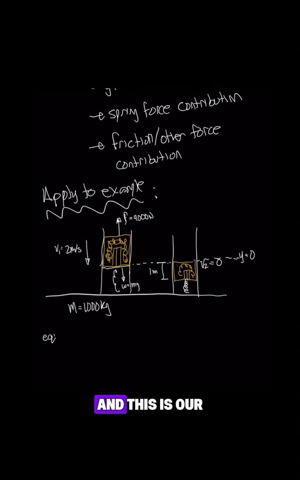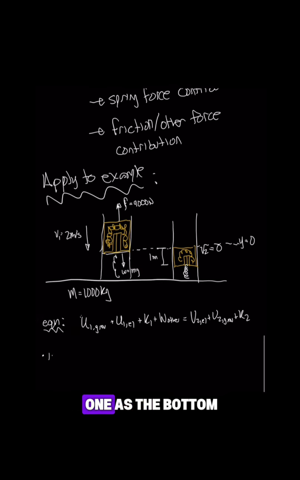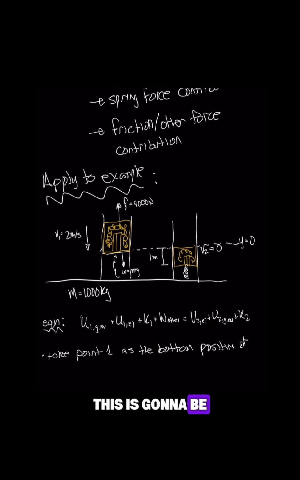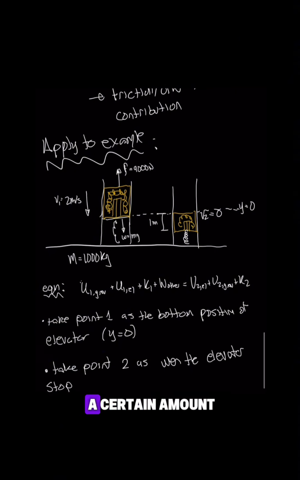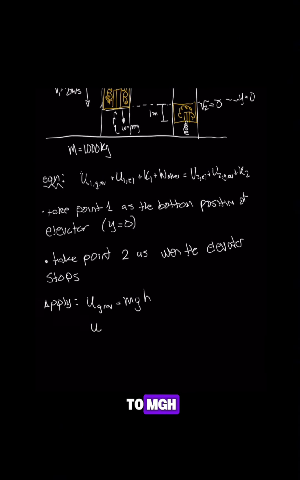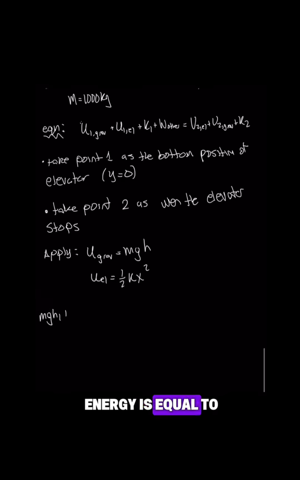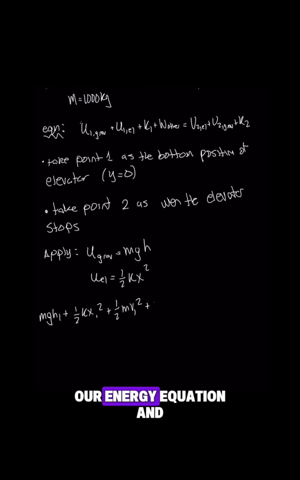So this is our example here, and this is our energy equation. We can take point 1 as the bottom position of the elevator. This is going to be y equals 0. Take point 2 when the elevator stops after the spring compresses a certain amount. We can apply that U gravity is equal to mgh, and the elastic potential energy is equal to 1/2 kx squared. We can plug these into our energy equation and we get this.